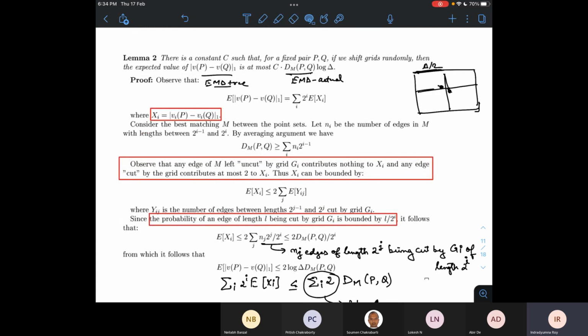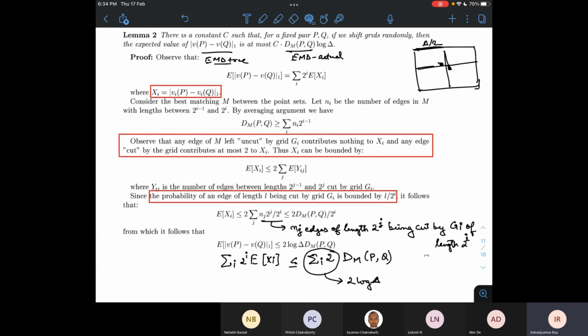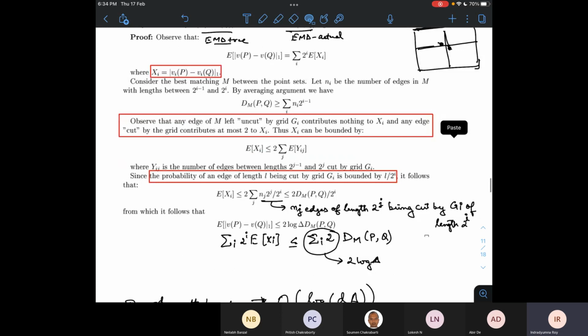So I'm wondering whether to go too much into this, but there is at least one very interesting observation here which is useful to us: the probability of an edge of length L being cut by the grid I is bounded by L by 2 to the power I. So let's say the distance between these 2 points is L, and you have this grid of length 2 to the power I. Then the closer the points are, the lower probability event it is that this grid of length 2 to the power I will cut it. This helps us get a bound on this worst case possibility under the randomized grid setup.